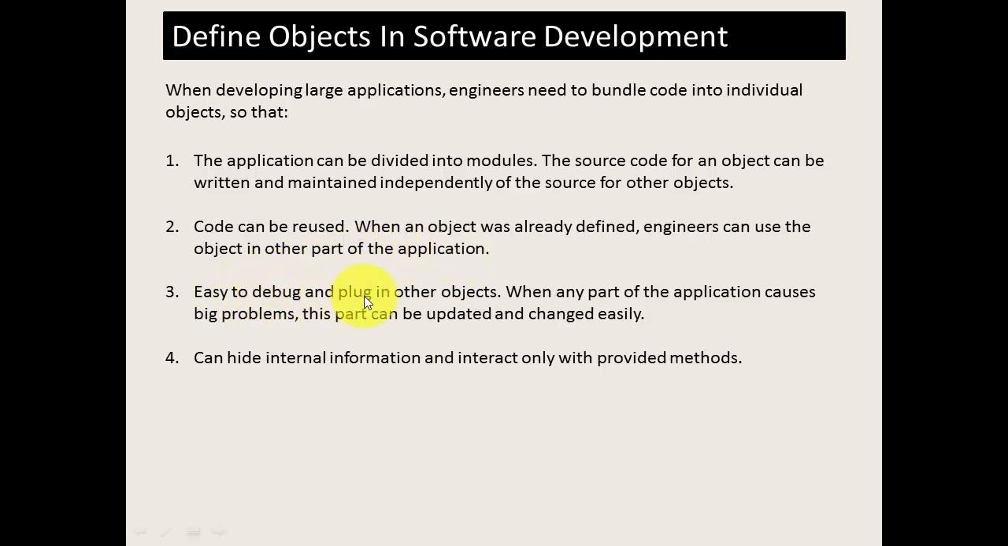Easy to debug and plug in other objects. When any part of the application causes big problems, this part can be updated and changed easily. This is the extension of the application being divided into modules. When we have multiple modules in the application, if any module causes any problem, we just need to update that module so other modules stay intact.